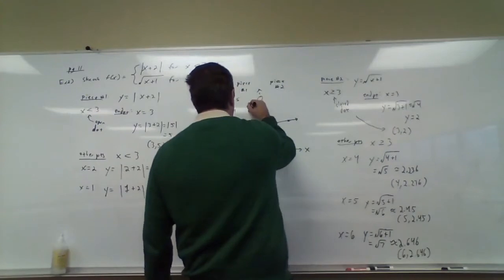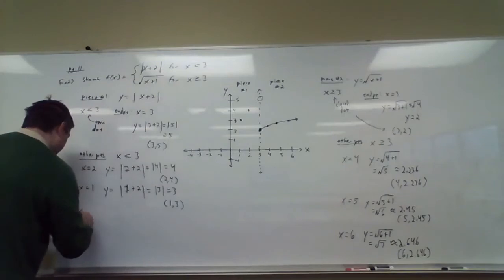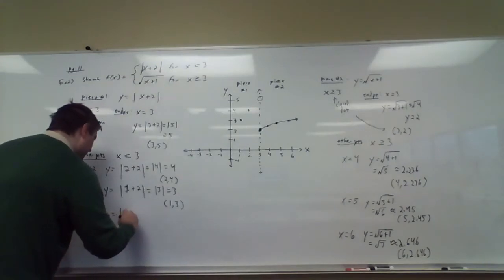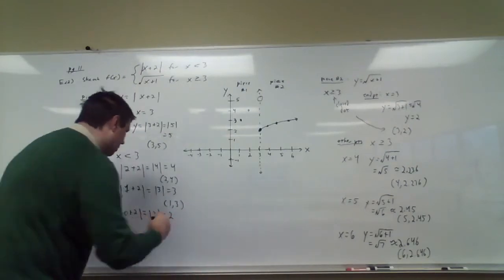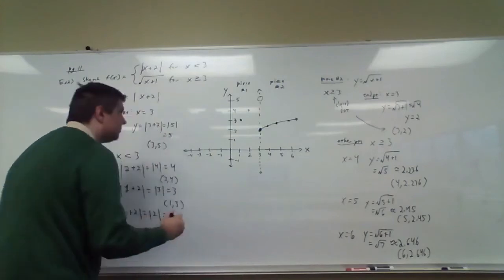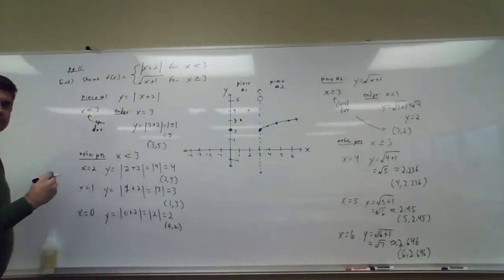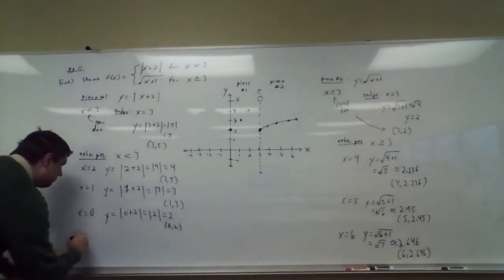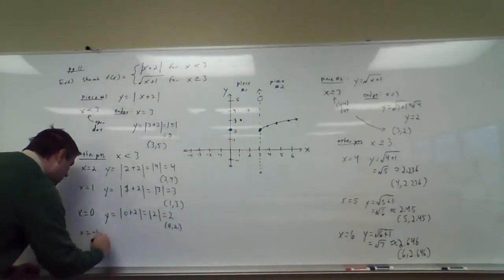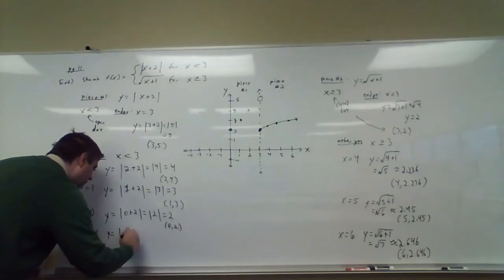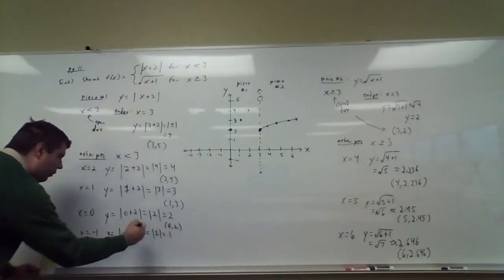(1, 3), (2, 4). All right. Then we did 2, we did 1, now we'll do 0. y equals the absolute value of 0 plus 2, which is the absolute value of 2, which is just 2. So (0, 2). Next up, we'll do x equals negative 1. y equals the absolute value of negative 1 plus 2, which is the absolute value of 1, which is just 1. So (-1, 1).